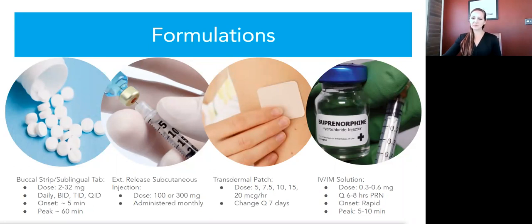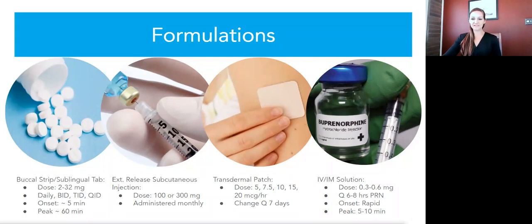Some patients, especially those with chronic pain, seem to benefit from splitting the total dose up throughout the day to provide better pain management coverage as well. But other patients do just fine with daily dosing. So it kind of depends. The onset of the sublingual formulations is about 5 up to 20 minutes and peaks at about an hour.